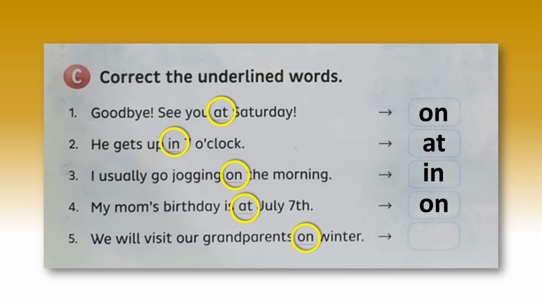We will visit our grandparents on winter. No, winter is like the morning. It is like a box. It has a start and a finish. So we say in. Now don't forget number 4, there were 2 things you could look at here. There was the month, July, and there was the day, the 7th. If there is a day, then we will use on. We are always talking about the day, okay?